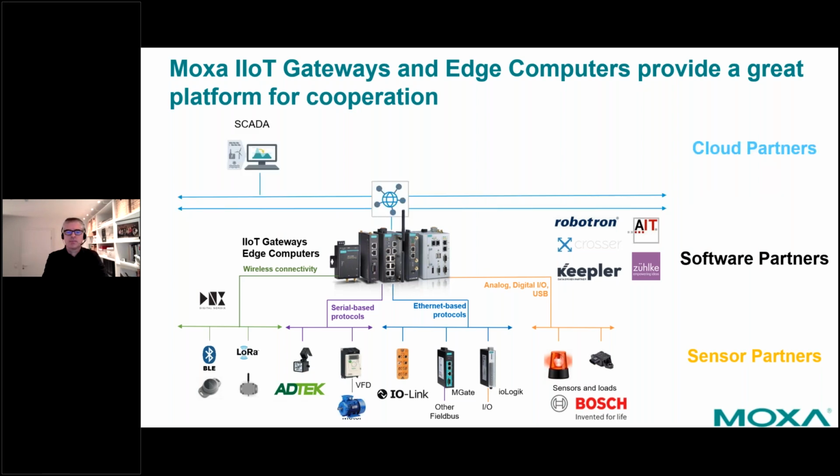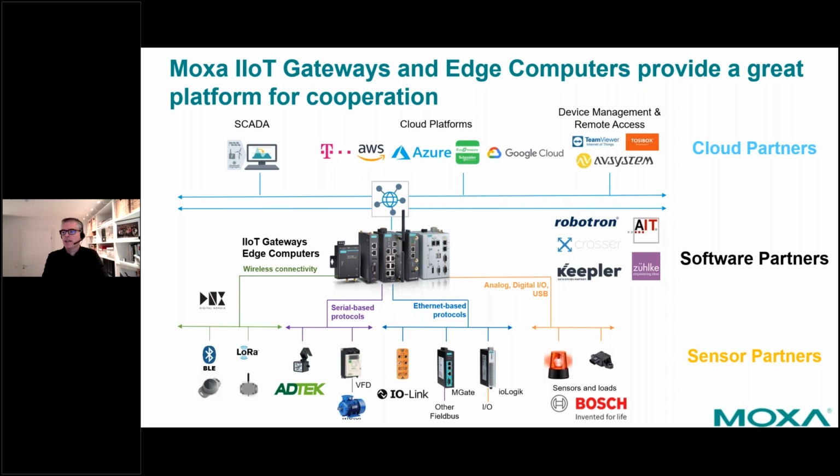And then you have to send the data to the cloud. In the past, it would have been the SCADA system. Nowadays, it's all kinds of systems, typically on the cloud, but not necessarily. And then there are additional partners for device management and remote access that we're working with. Today, I want to give you the example of 3 partners that we're working with, TeamViewer, Crosser, and Keepler, to give you an idea how great things are possible if you work together with partners.